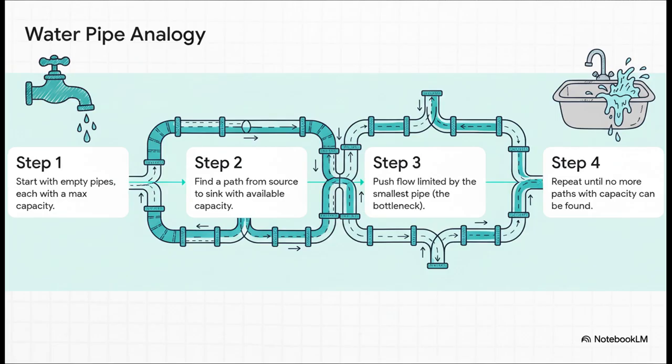So you find a path of pipes. You turn on the water, but you can only push as much as the skinniest pipe on that path will allow, right? That's your bottleneck. Then you look for another path that still has some room, and you do it again. And you just keep repeating this process until there's absolutely no way to get one more drop of water from the start to the end. That's the core idea in a nutshell.